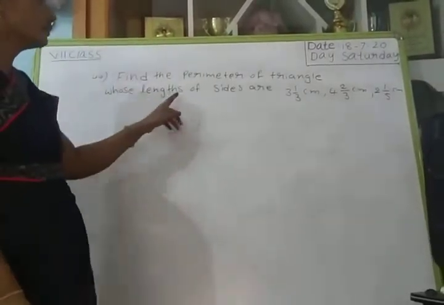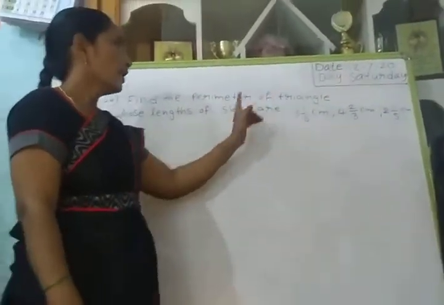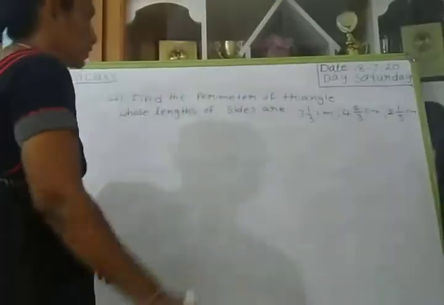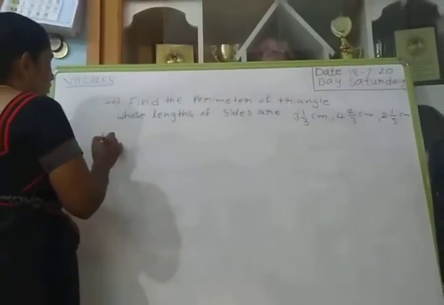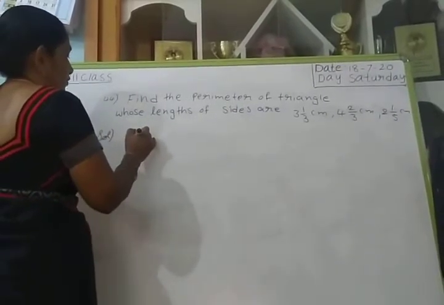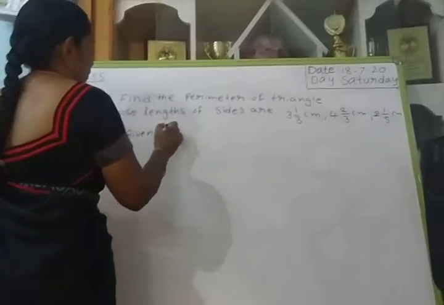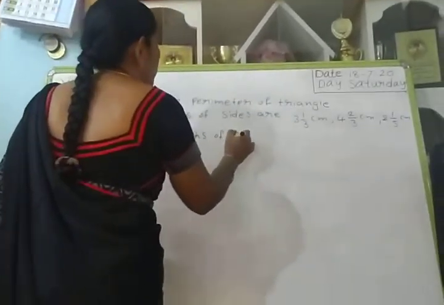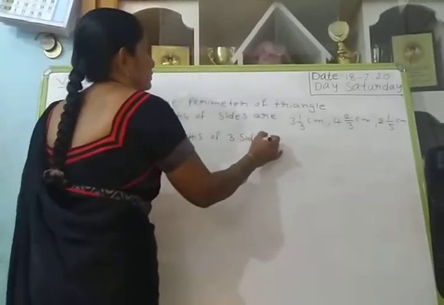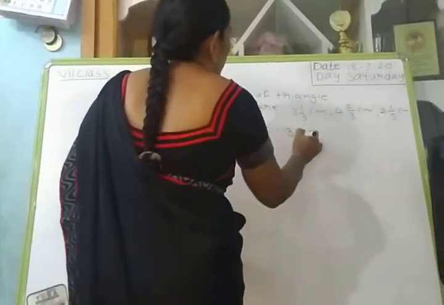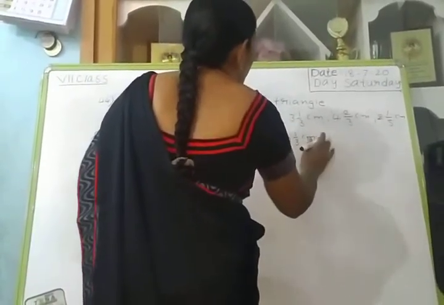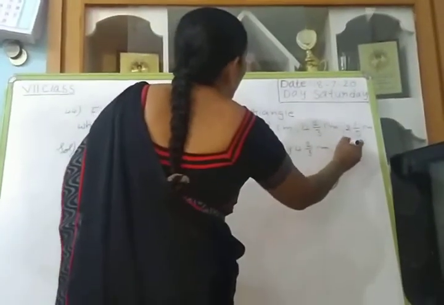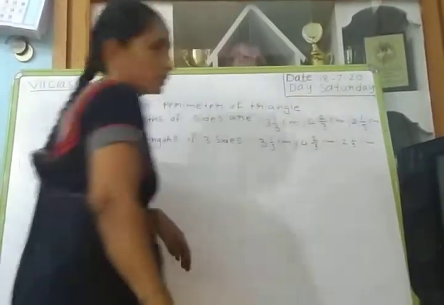So what do they give? A triangle. A triangle has 3 sides, and they gave the 3 side measurements. We have to find the perimeter of the triangle. So, solution. Given the lengths of 3 sides: 3 1 by 3, 4 2 by 3, 2 1 by 5 centimeters.